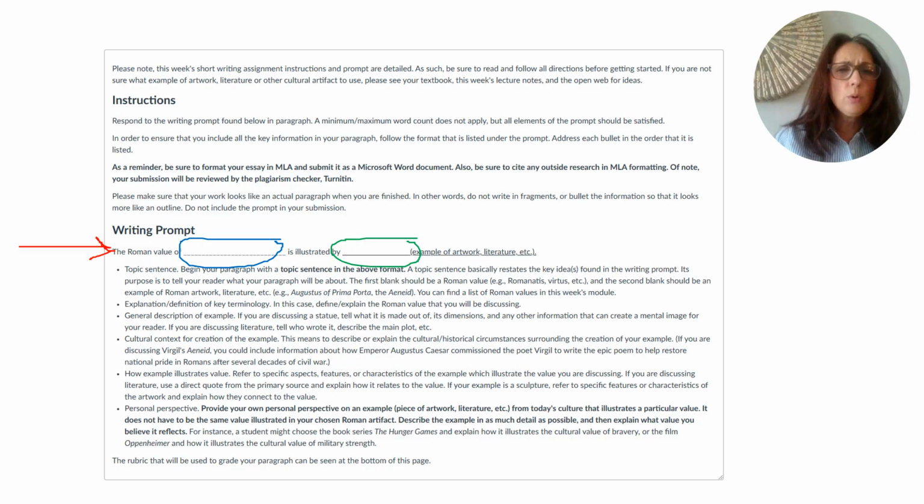I just caution you, many times when I see students get off course, it's because they went to the open web instead of sticking to the course content, and sometimes they will use an artifact that doesn't really qualify as Roman. For instance, an example created by Romans during the Renaissance, which is not exactly what we're working on this week. The Renaissance is still a couple of weeks away. We are focused on ancient Rome at this time. So that's what's going to go in there.